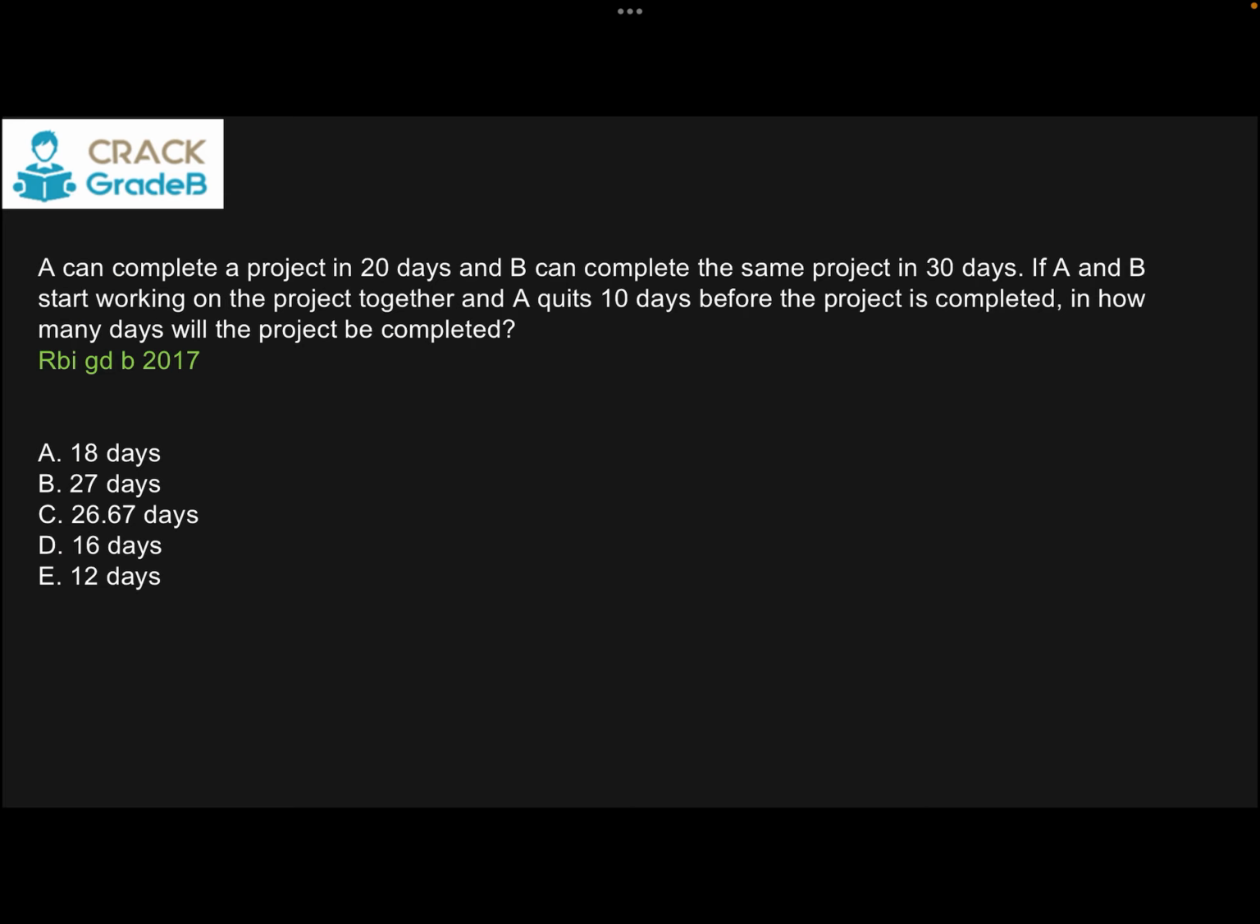This is the typical question that we can solve easily with the help of the LCM method or common multiple method. All we have to do is consider the total work as the common multiple of A's days and B's days. So what is the common multiple of 20 and 30? We can say 60. So we say total work is 60 works.